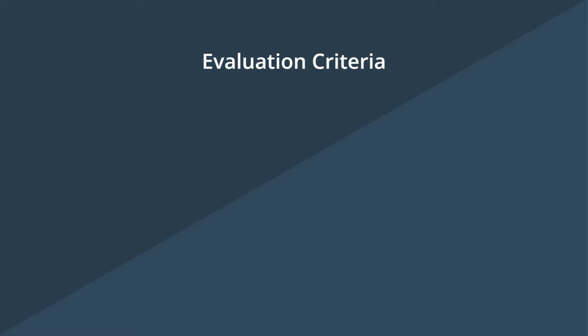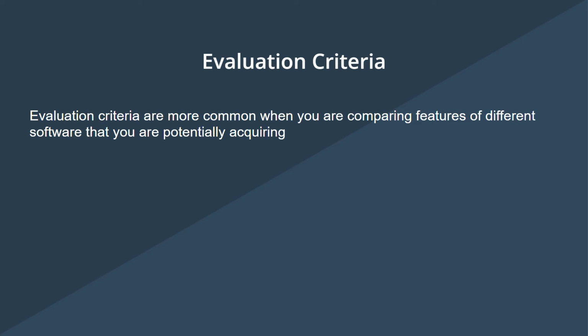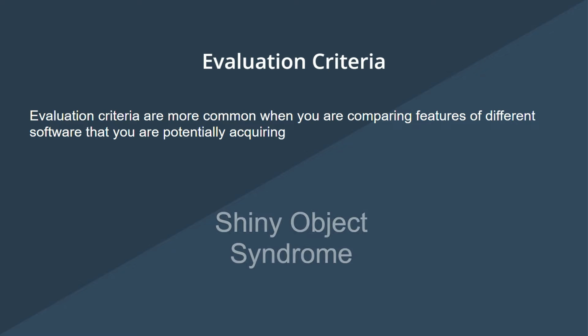Evaluation criteria is more common when you are comparing features of different software that you are potentially acquiring. The key for a business analyst when creating evaluation criteria, as well as actually evaluating potential solutions, is to avoid shiny object syndrome. Your goal is to keep people focused on why they are acquiring new software or hardware, because once you start getting into the potential offerings, you will be presented with all kinds of fun and interesting features that may distract you from your ultimate goal. This technique can actually be very valuable in your personal life when making big decisions like buying a car, a home, accepting a job offer, and so on.